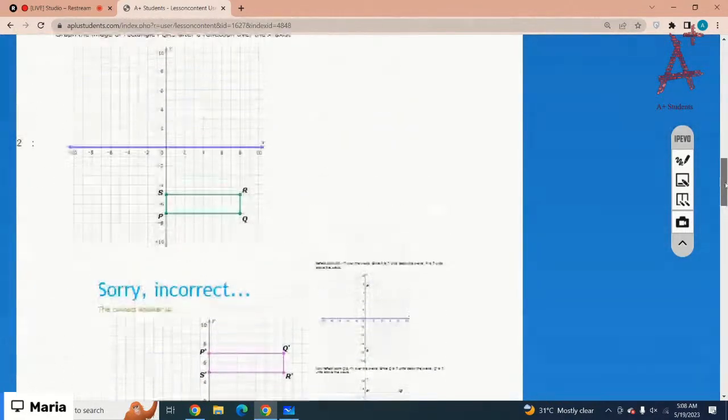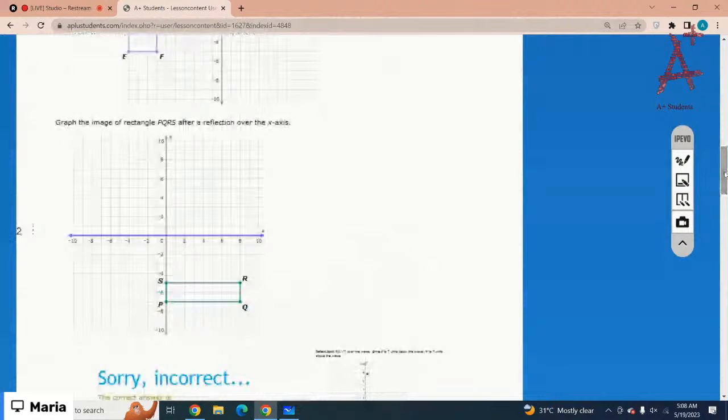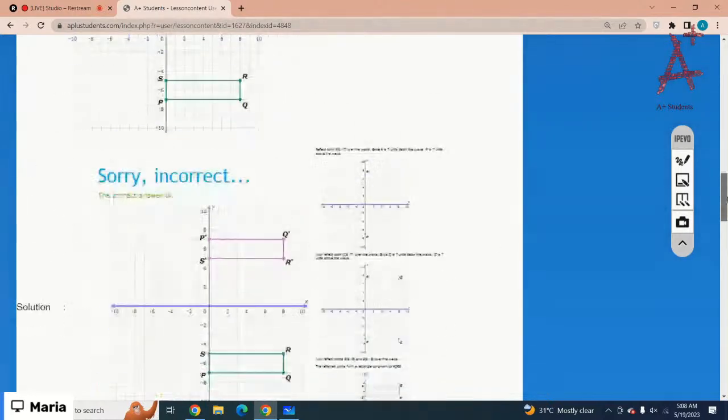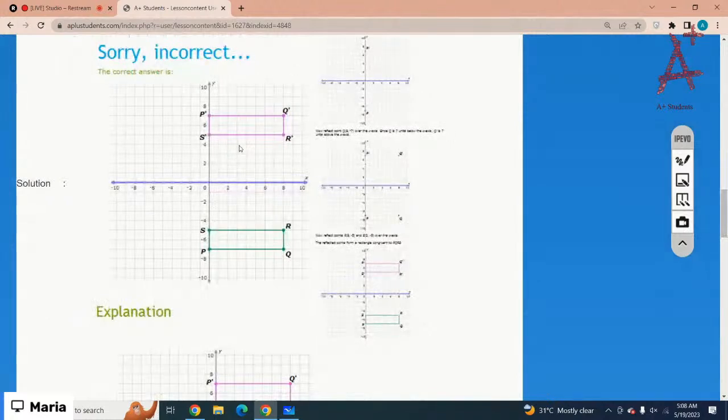The next one is graph the image of rectangle PQRS after a reflection over the x-axis. Again, it would be a reflection over the x-axis, so it would be here. When you move, it would now be here. Got it? All the points are exactly the same distance from here to here. Here is the one that is reflected across the x-axis. Got it?